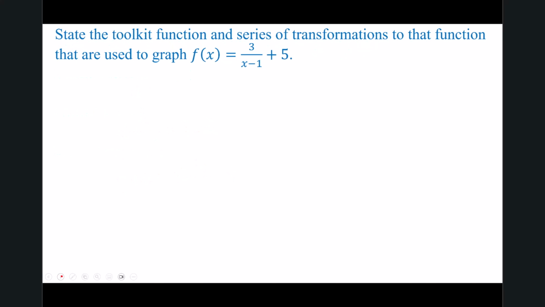State the toolkit function and series of transformations to that function that are used to graph f of x equals 3 over the square root of x minus 1, plus 5. So our toolkit function is y equals 1 over square root of x. If we look at how the x changes, we have an x minus 1. So this function gets moved to the right 1.